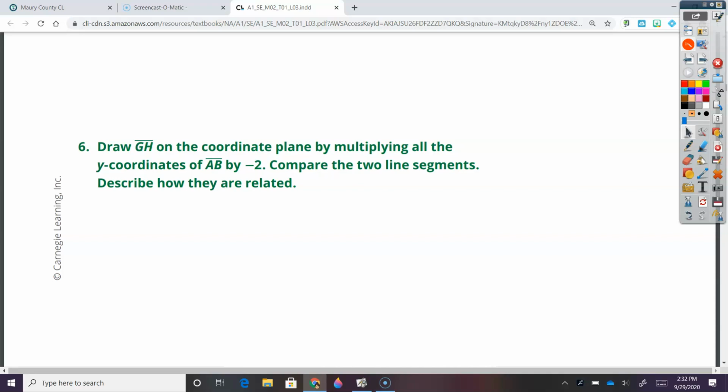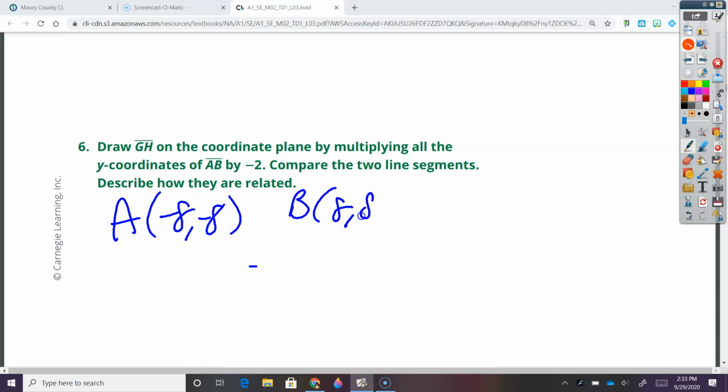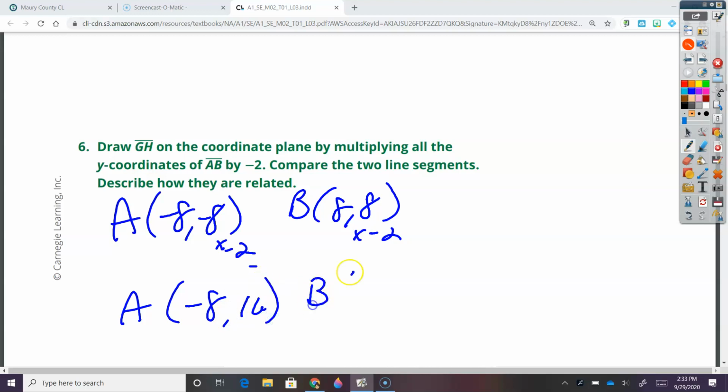Number 6, draw GH on the coordinate plane by multiplying all the y-coordinates of AB by -2. Compare the two line segments. So we said that that was going to be 16 and -16. So here the image is steeper than the original and it reflects across the x-axis.